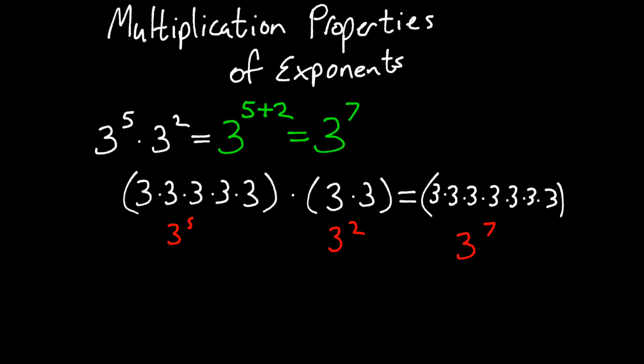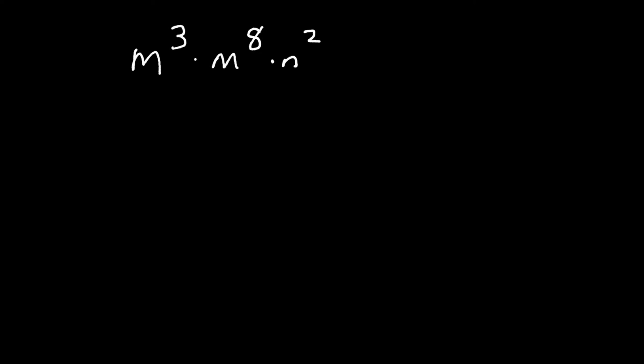Let's try another example. Here we have m to the 3rd times m to the 8th times n squared. When I'm multiplying with my exponents, I look at the same bases. The m's are the same. The n is not. So, for multiplying purposes, I'm going to have m to the 3 plus 8 times n squared, and nothing's going to happen to the n's exponent. I don't have any other n's. And our final answer is just going to be m to the 11 times n squared.